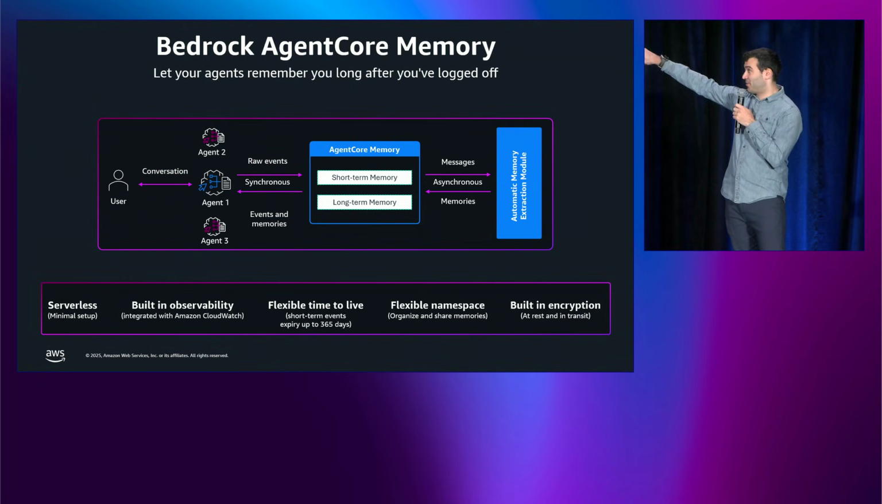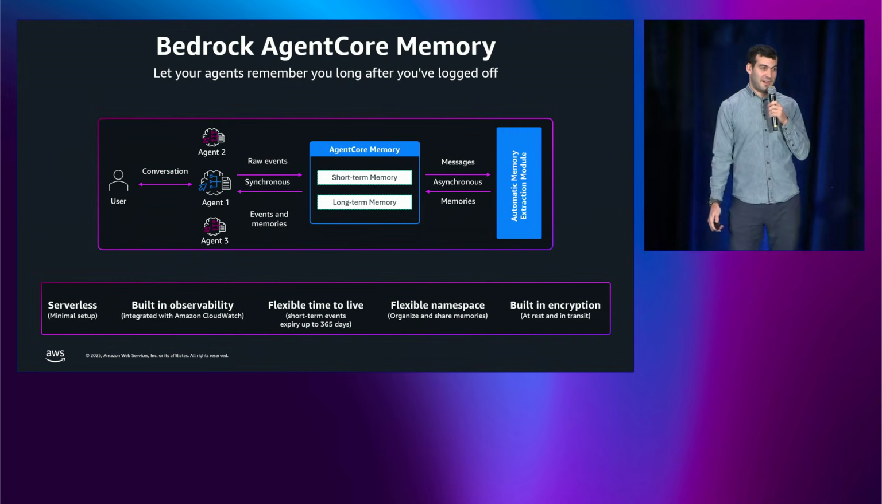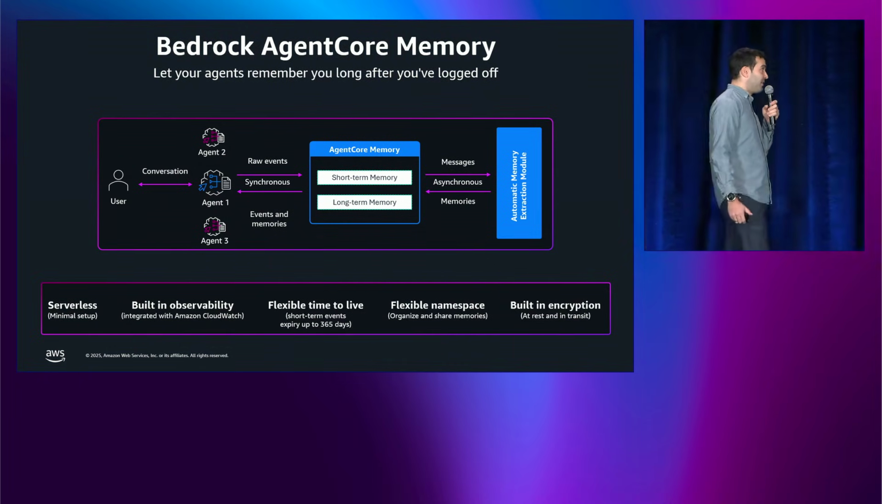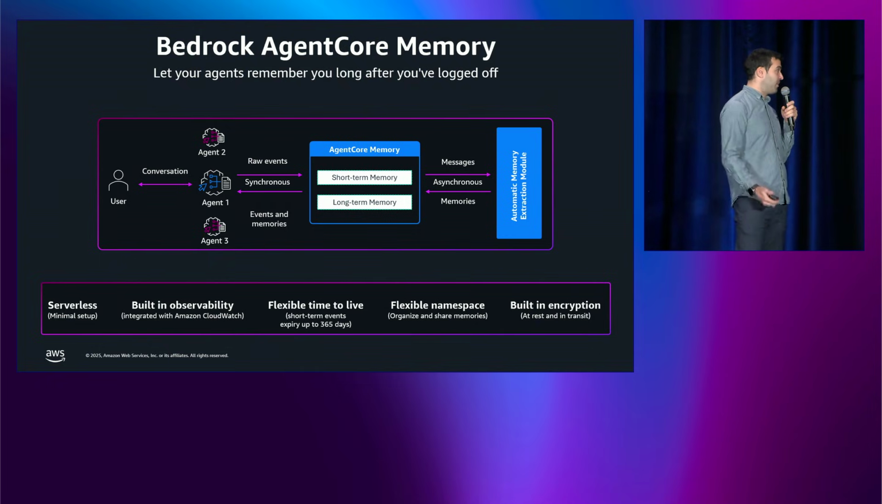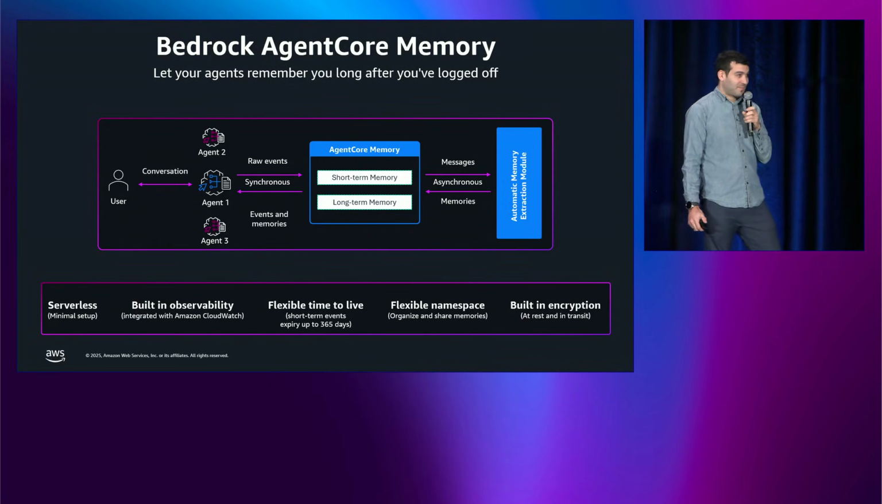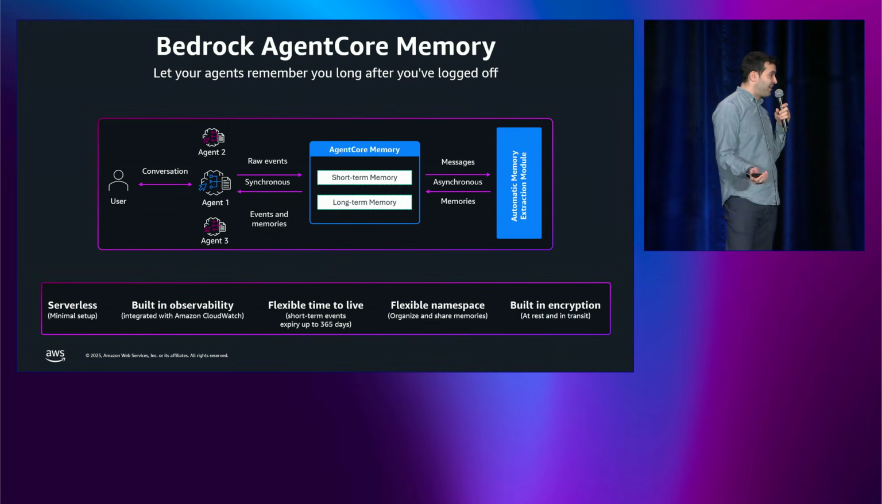You may have also noticed we now have Agent 2 and Agent 3 up here. Multiple agents can write to and read from a single memory resource, so that's an option you can make, and we can support multi-agent use cases. Or we can support just one. So that's AgentCore Memory. It's a fully managed service with built-in observability and enterprise-grade security features.